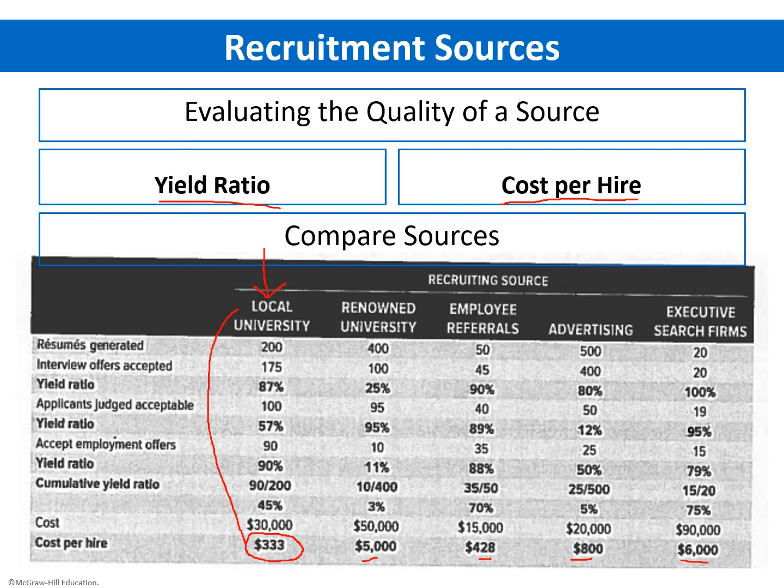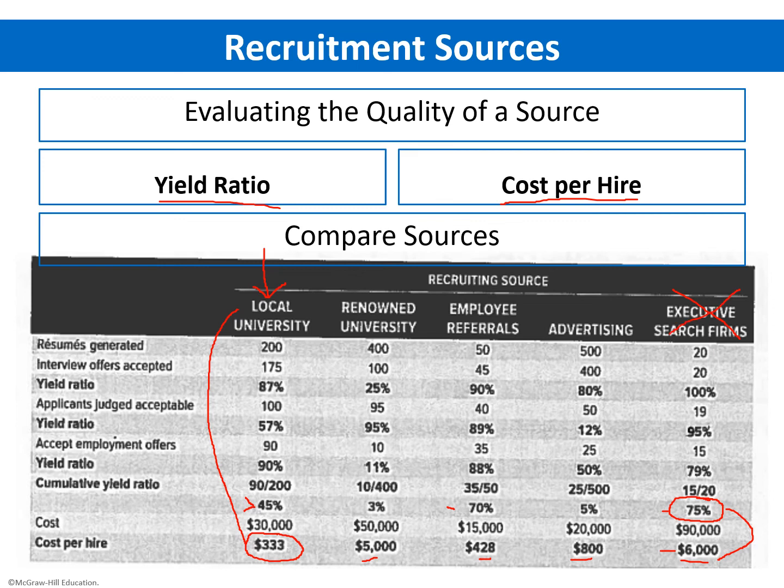Okay, but it wasn't necessarily the most efficient if we're looking at the cumulative yield ratio, because we had a cumulative yield ratio here of 45%, and that's lower than two of our other ratios, the employee referrals and the executive search firms. Now, if we look at the executive search firms, they had the highest cumulative yield ratio at 75%. Okay, so executive search firms were the most efficient in terms of cumulative yield ratio. But if we take a look at the cost per hire for executive search firms, that was $6,000. That was actually the most expensive cost per hire that we had. So this might not be the most efficient in terms of overall.